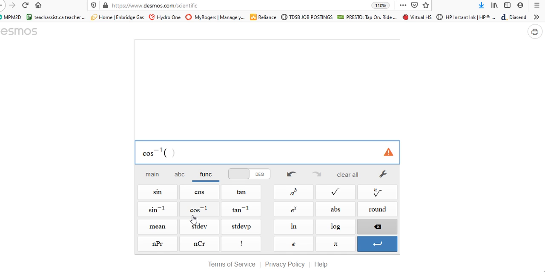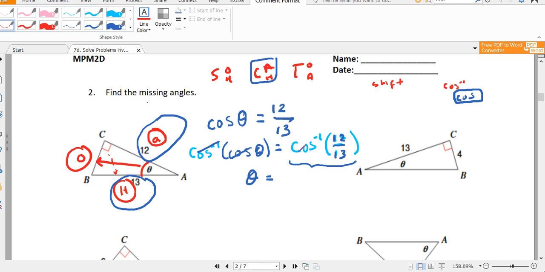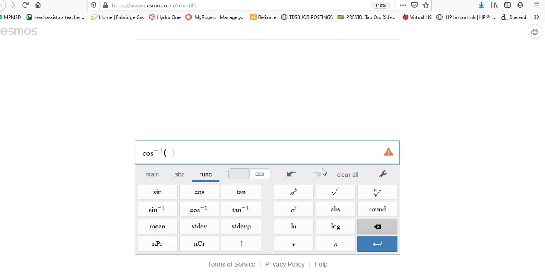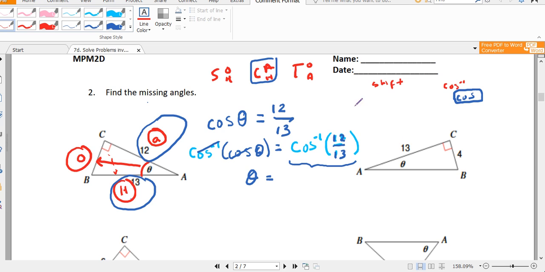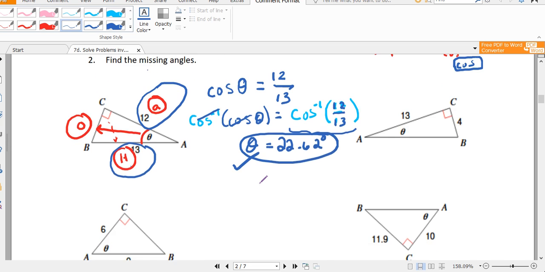Once you figure that out, all I need to do is type it in. So it's cos inverse of 12 over 13. And I'm done. It will give me an answer, 22.62. So theta equals 22.62 degrees. Done. Okay. Let's do another question.